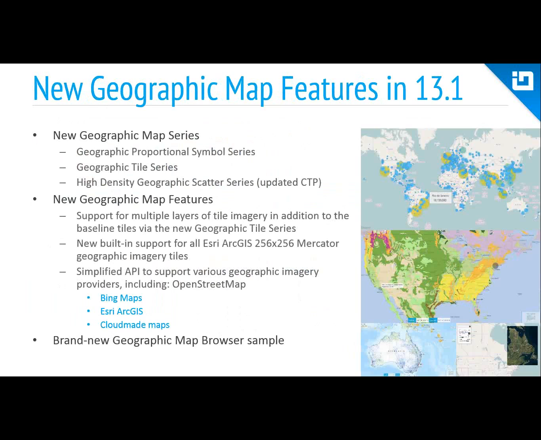The high-density geographic scatter series is still in preview, but it's an updated preview. It's a very complex layer. We haven't had a chance to fully finish the testing on it, but we wanted to make sure that those that are playing with it get a more stable version, a faster version. So it's an updated CTP that comes in 13.1. Aside from that, we have the support for multiple layers. As I said, we have the geographic tile series. We have the support for Esri ArcGIS, all of the 256 by 256 Mercator tiles.